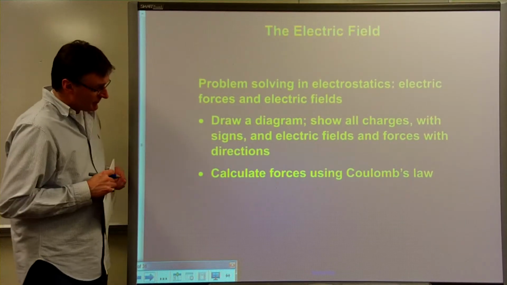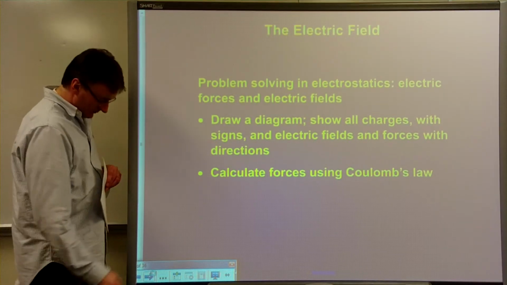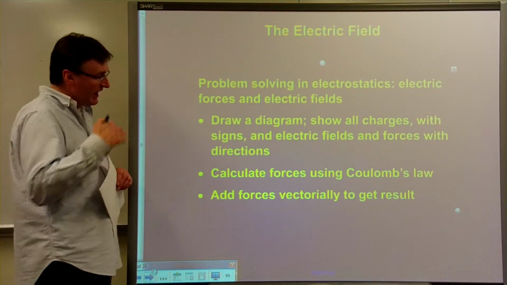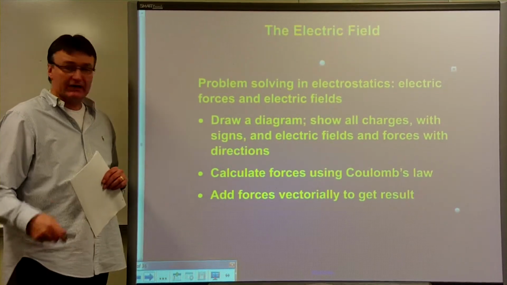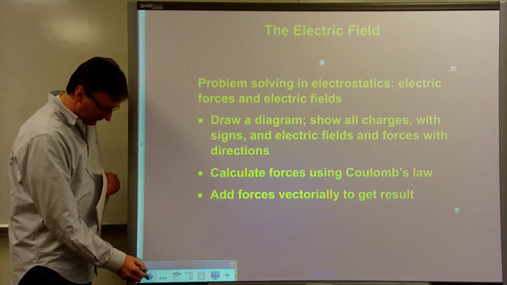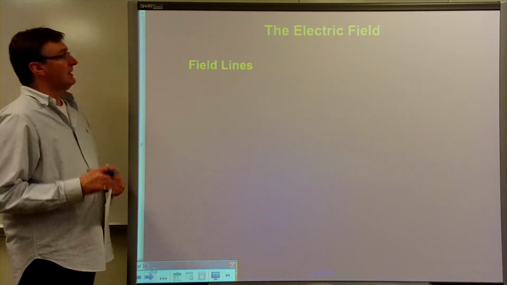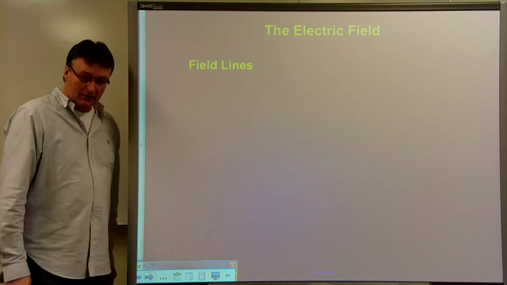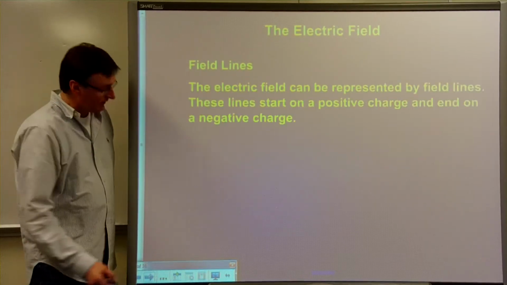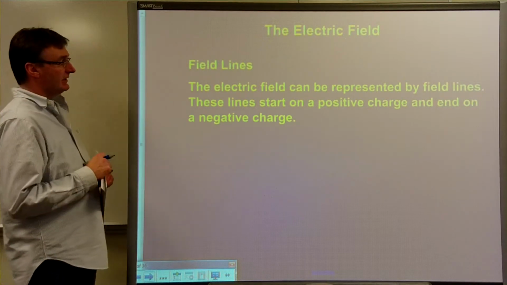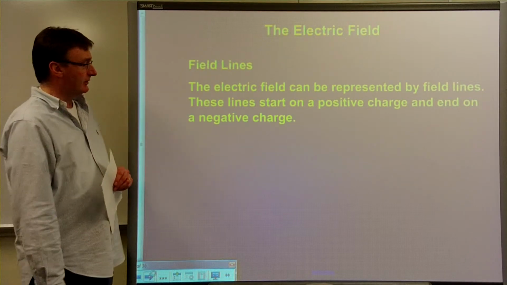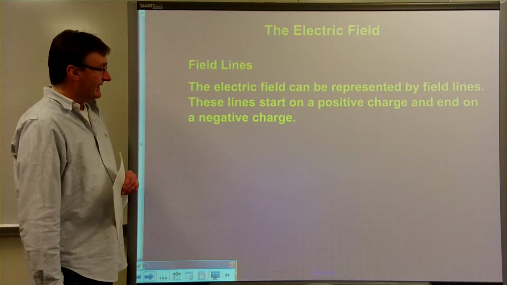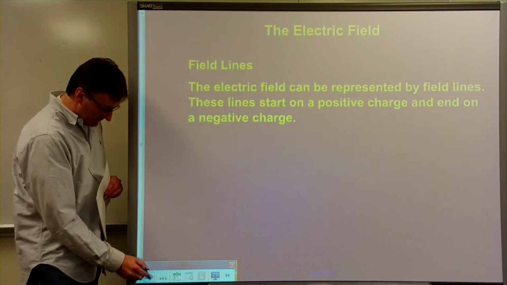Then you calculate the forces using Coulomb's law, which we have talked about. And you add the forces as vectors to get your result for that particular problem. So field lines then, let's look a little bit more closely at electric field lines. The electric field can be represented by field lines, and these lines start on a positive charge and end on a negative charge.